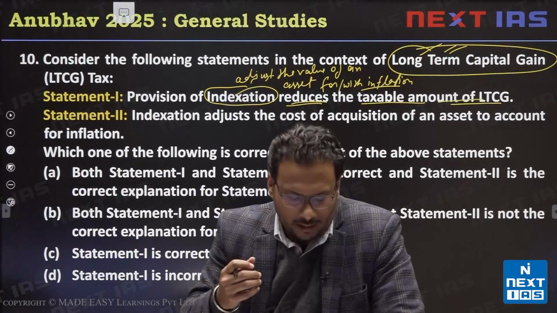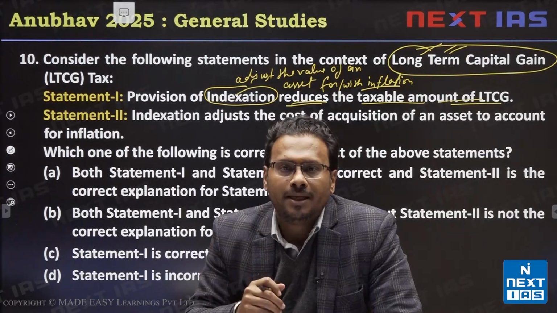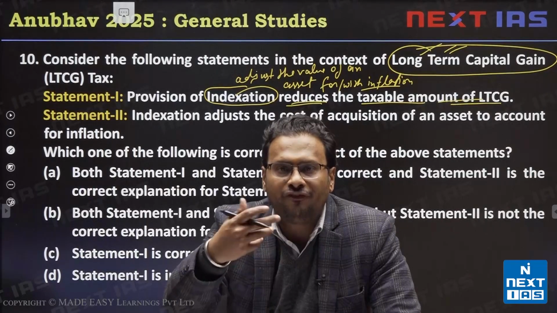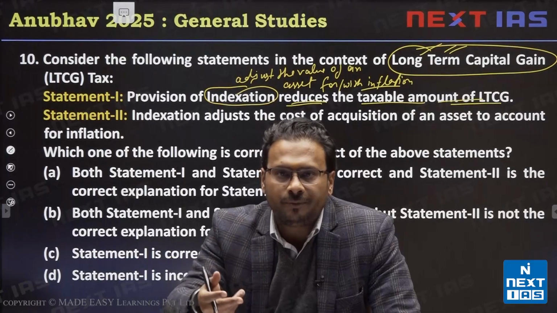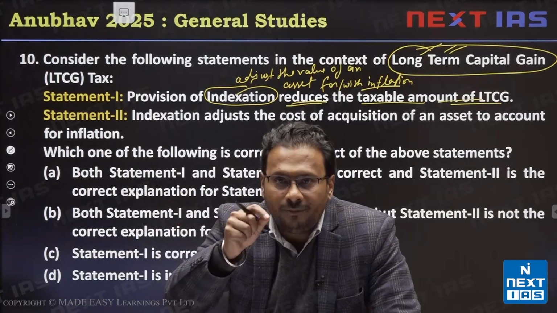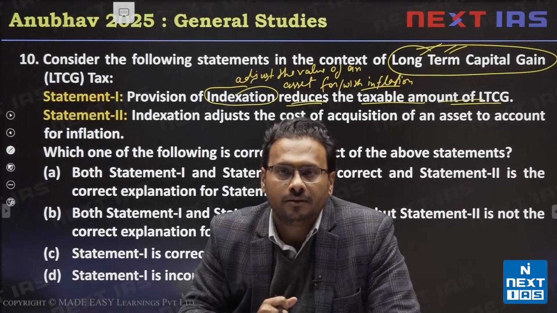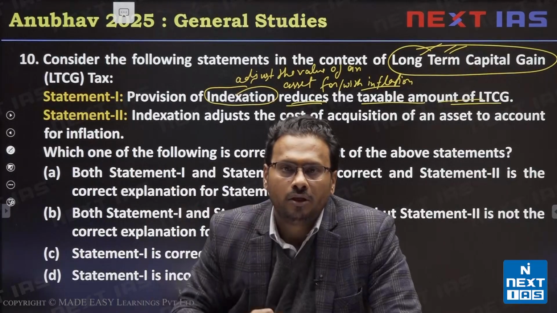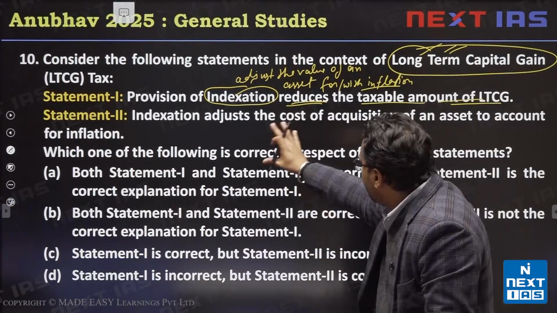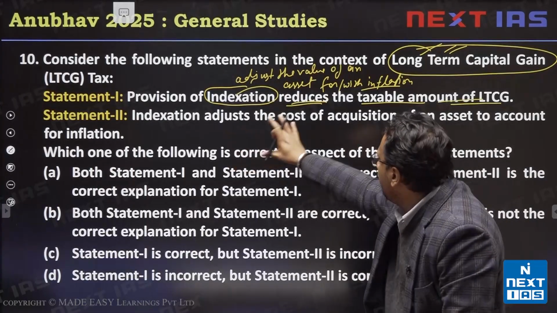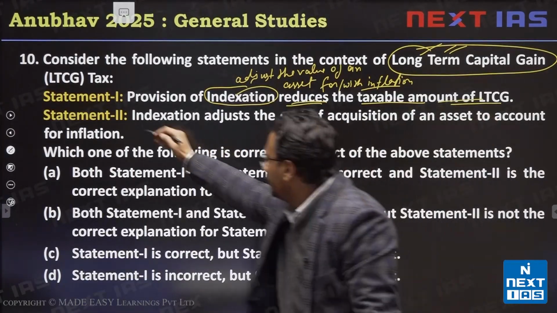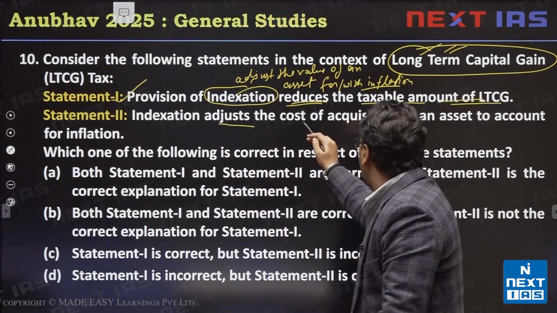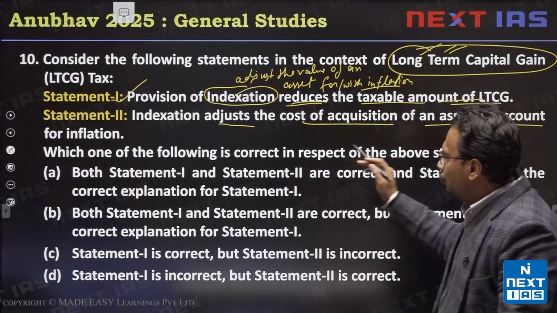Say, what is worth 100 today might be worth 120 or 130 in future, after a year or after 2 years. That means the increasing price will ultimately reduce my purchasing capacity, because earlier I was buying it for 100, now I have to buy it for 120 or 130. So, the provision of indexation reducing the taxable amount of LTCG, yes, absolutely correct.